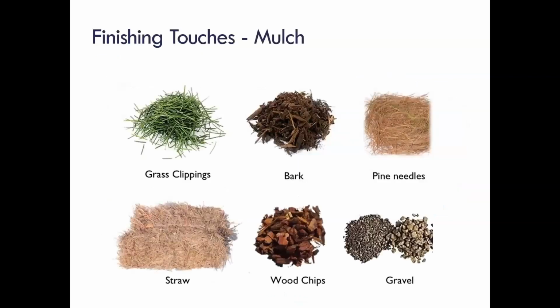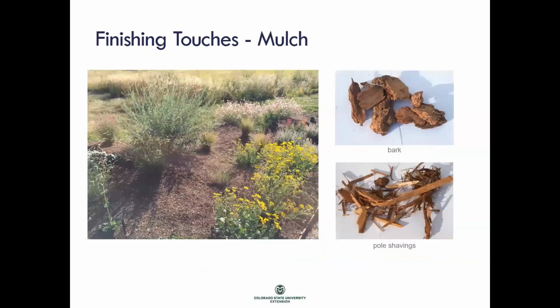And then mulches. Mulch is important. It helps with water conservation. It helps keep weeds down. There are different types of mulch that can be used, but most commonly we use wood chip or bark mulch or gravel. So we're talking about organic or inorganic mulch. Here you can see bark mulch, pole shavings.